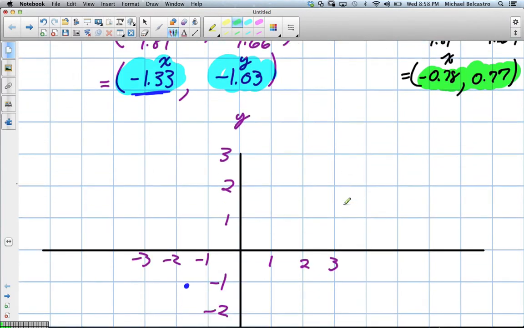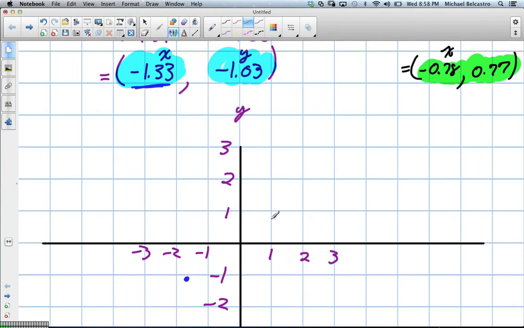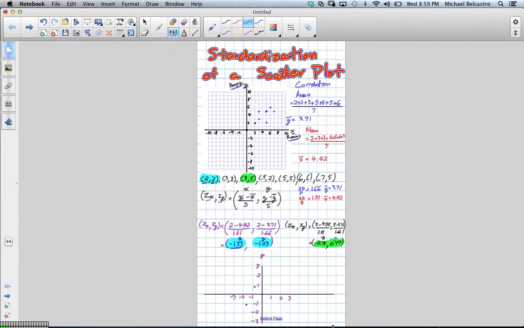So when we go to plot this one, it's a little different. We'll put him in green here. He's at almost -1 and almost +1, so he's about here, a little different. That's our x and our y value, okay? So let's do the entire page here. So we're going to quickly calculate the rest of these.